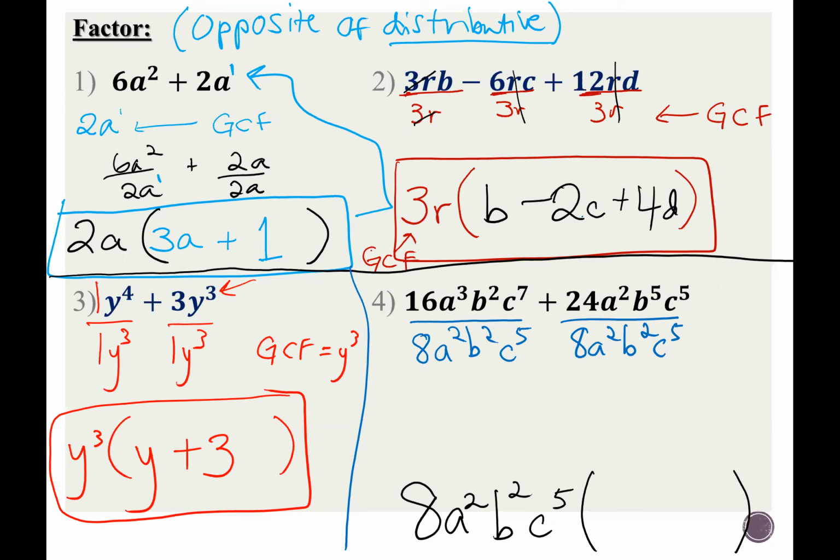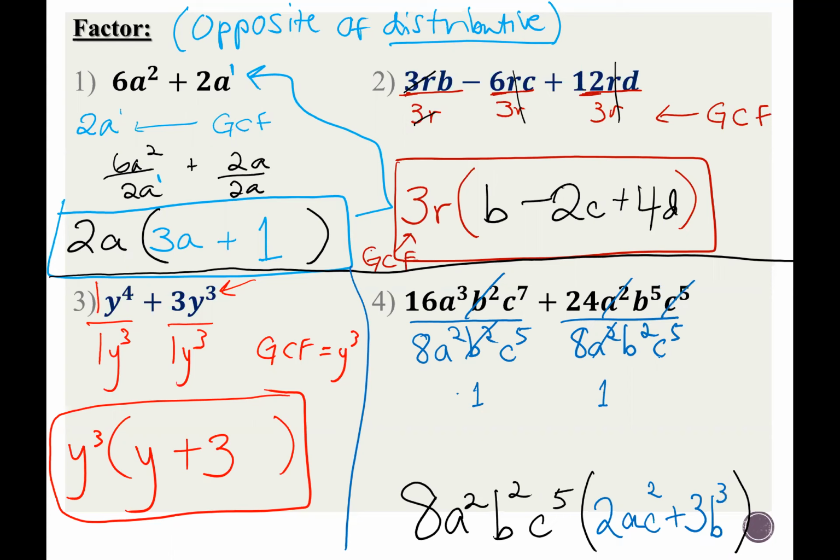That's my first term, plus. Now, my second term, 24 divided by 8, that's 3. a squared divided by a squared cancels out to just 1, so I don't need to write anything there. b to the 5th divided by b squared, I'm subtracting the exponents. 5 minus 2 is 3, so that's b to the 3rd. And finally, c to the 5th divided by itself is another 1. So it's like I'm multiplying everything by 1.